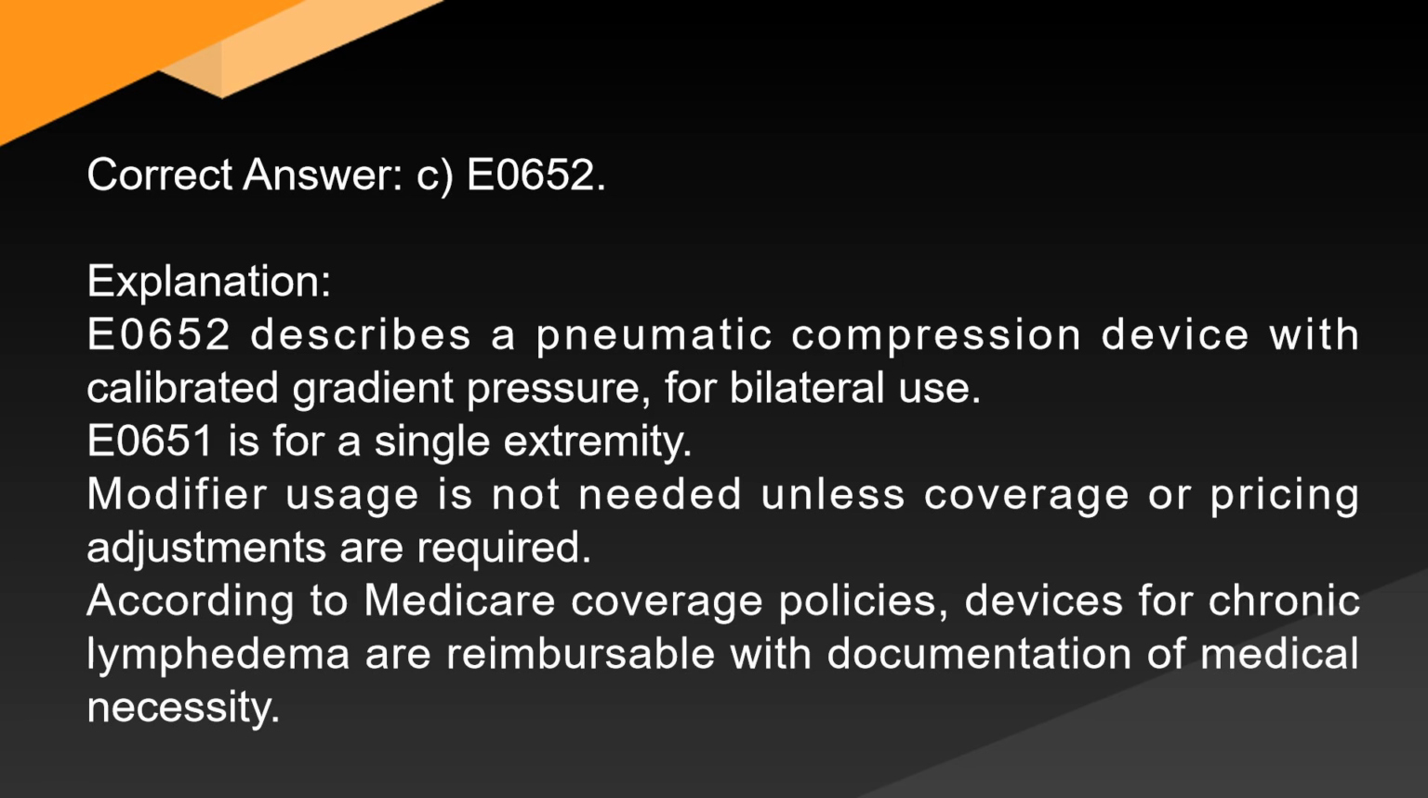E652 describes a pneumatic compression device with calibrated gradient pressure for bilateral use. E651 is for a single extremity. Modifier usage is not needed unless coverage or pricing adjustments are required. According to Medicare coverage policies, devices for chronic lymphedema are reimbursable with documentation of medical necessity.